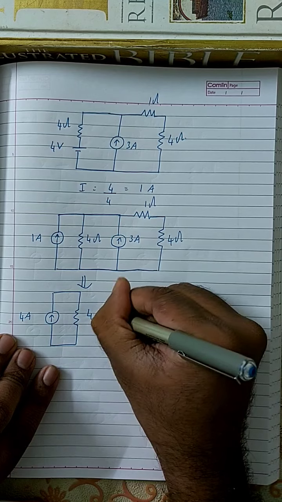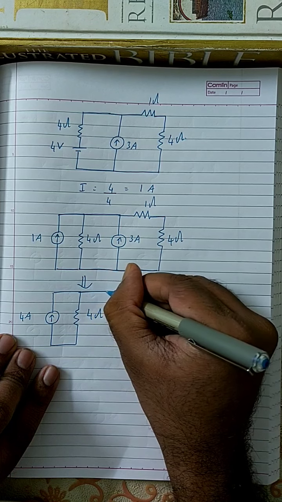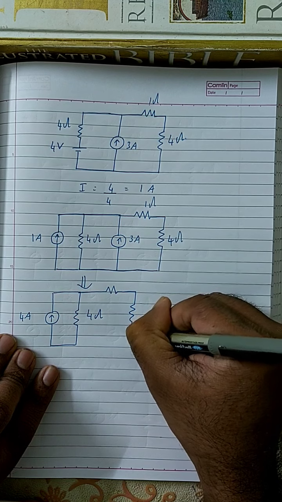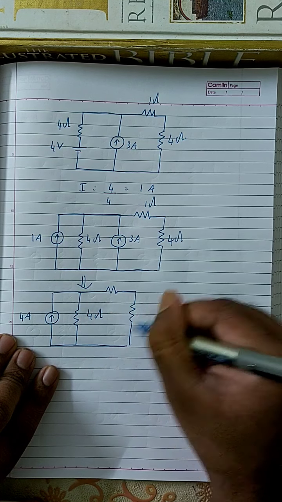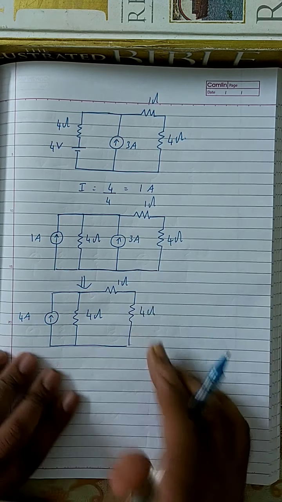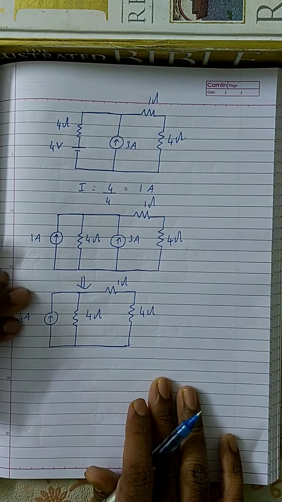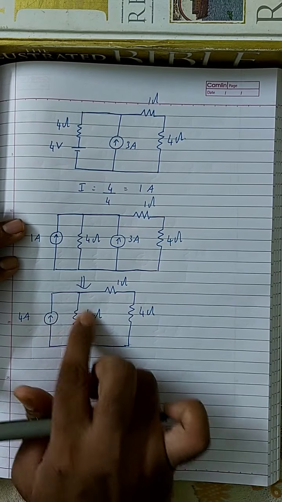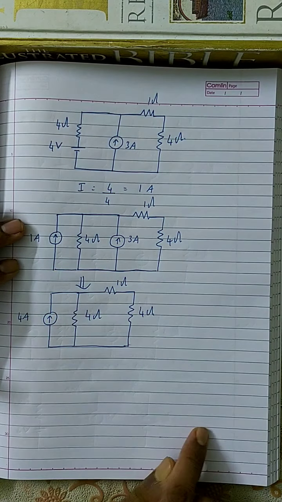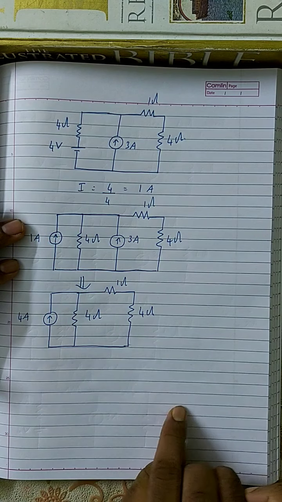Okay, and this resistor is like this, and this resistor is like this. There you have it. This is 4 ohm, this is 1 ohm, right? Now what I'm going to do is convert this into a voltage source with a series resistor. Okay, this is a voltage source in series with the resistor. So how does it look?